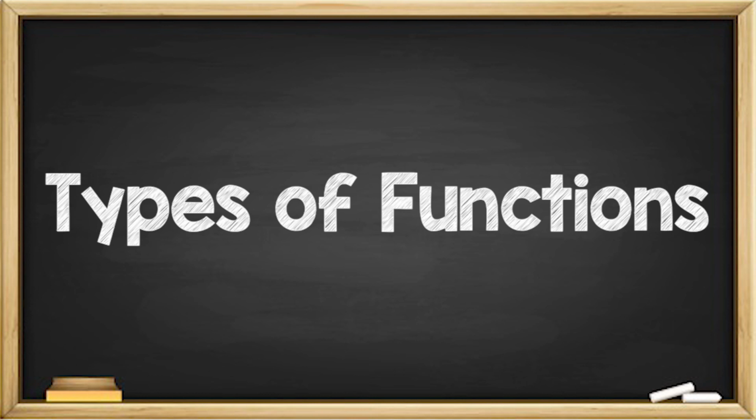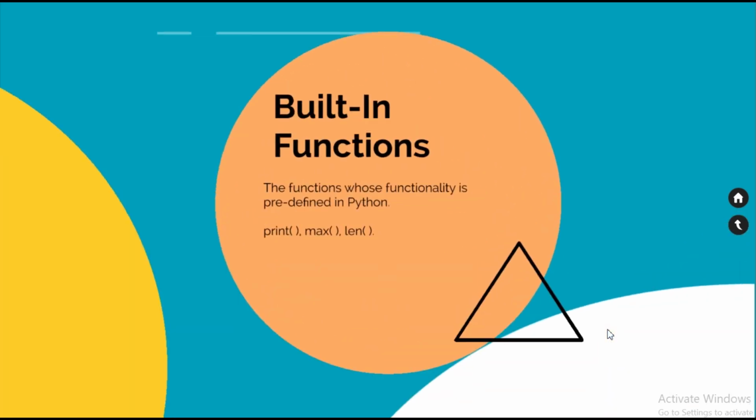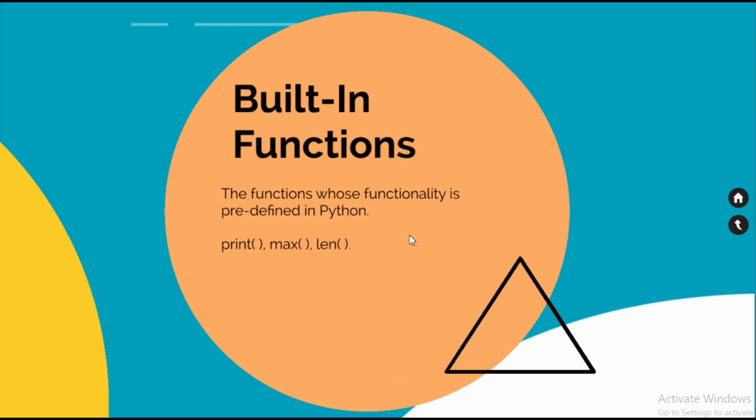Let's see the types of functions. In Python, there are two types of functions. One is built-in functions and the other is user-defined functions. Built-in functions: the Python built-in functions are defined as the functions whose functionality is predefined in Python. The Python interpreter has several functions that are always present for use. These functions are known as built-in functions. Print, max, len are some built-in functions. The print function is used to print standard output on the screen. The max function returns the largest value and the len function returns the length of an object.